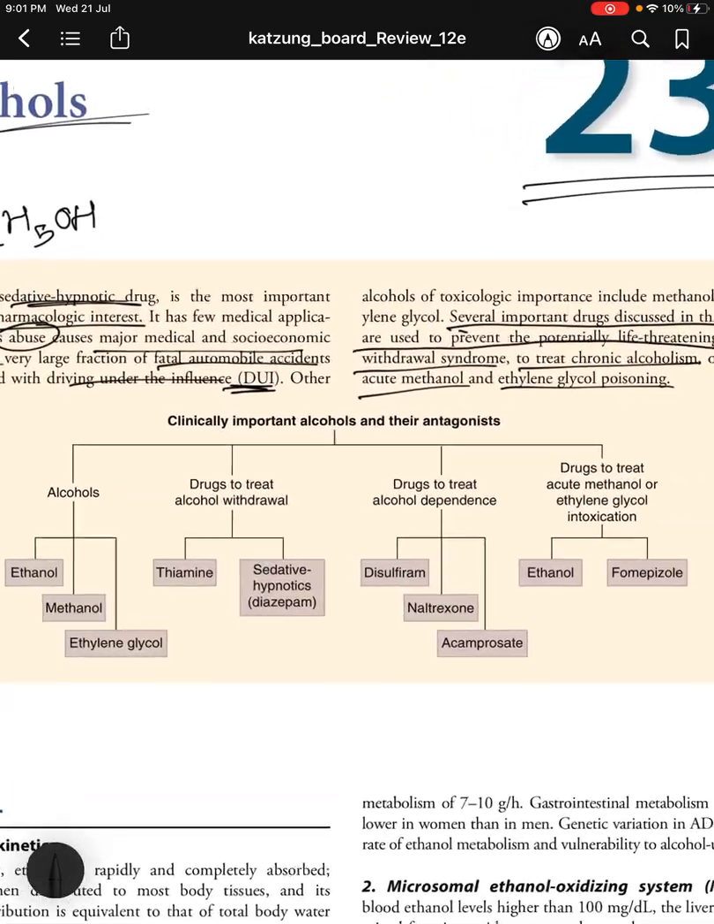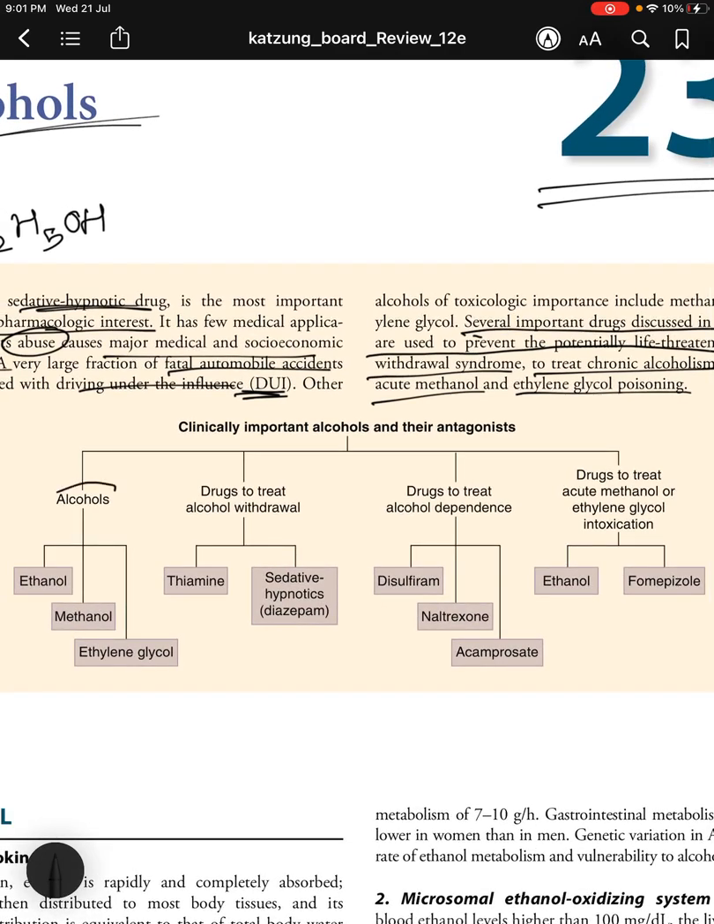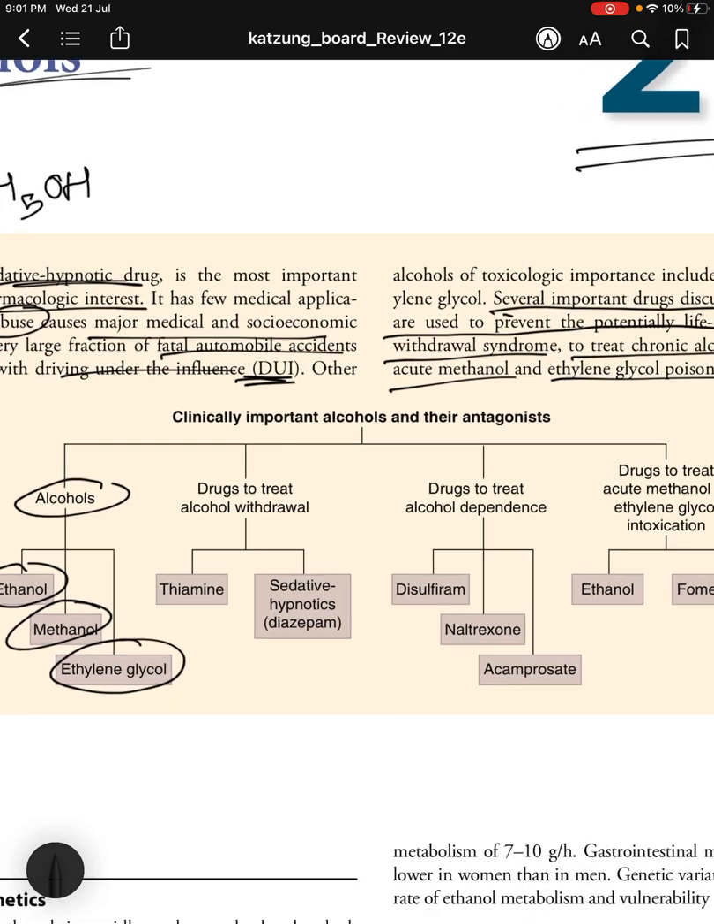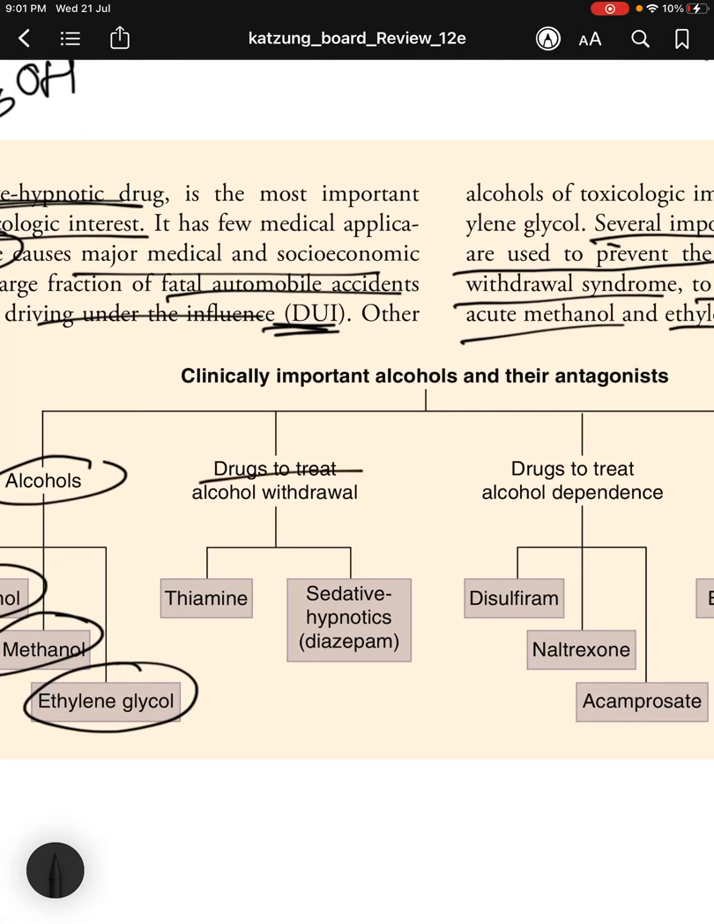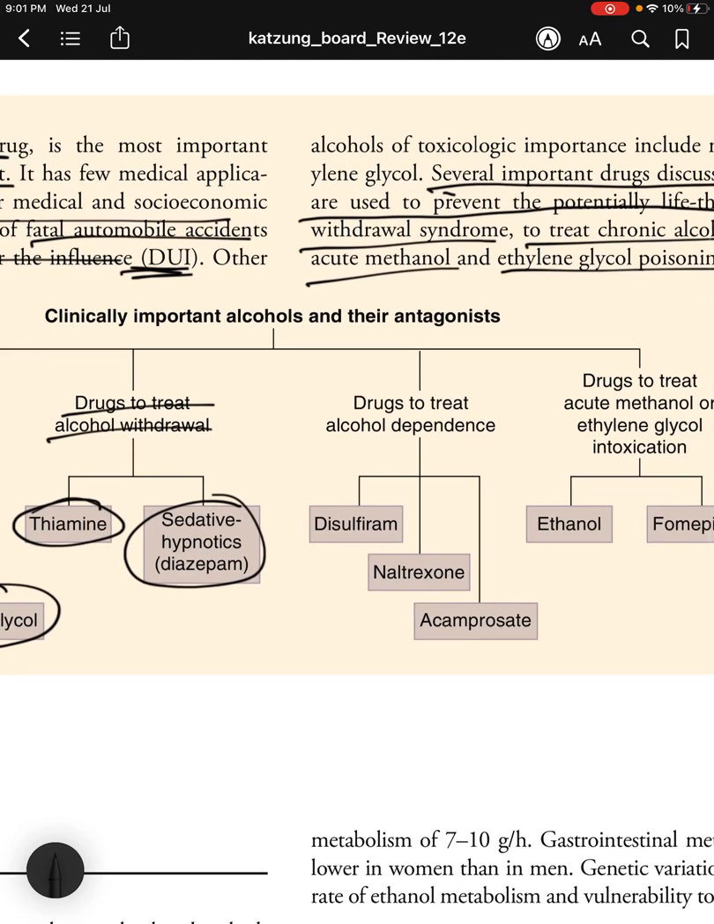So moving on to clinically important alcohols and their antagonists. So first we have alcohols, so ethanol, methanol and ethylene glycol. And drugs to treat alcohol withdrawal, so you have thiamine, and sedative hypnotics such as diazepam. And drugs to treat alcohol dependence, so you have disulfiram for dependence, and DNA basically, naltrexone and acamprosate.